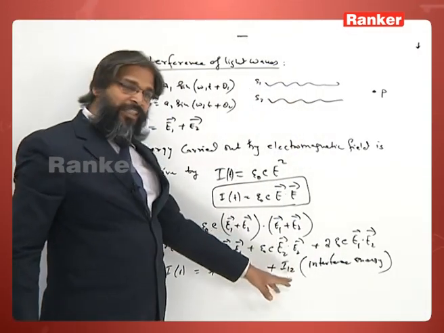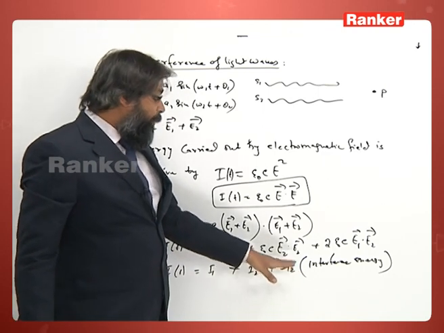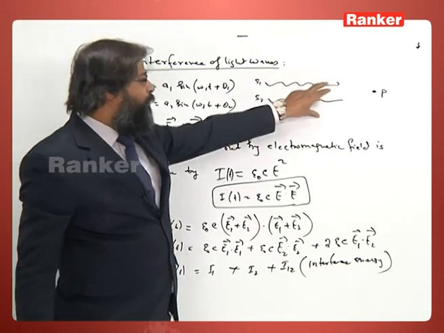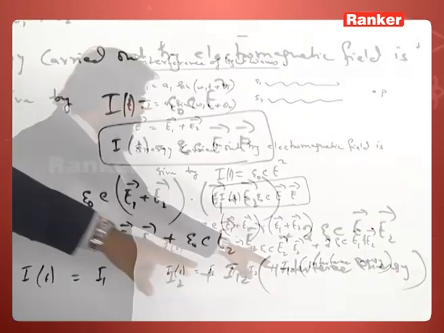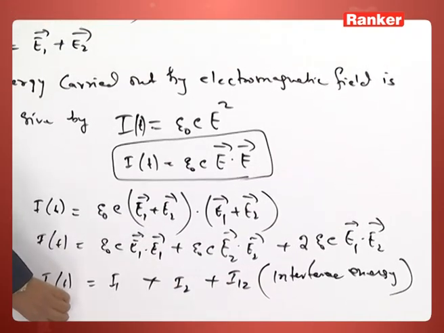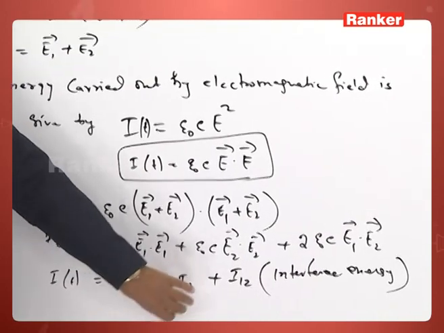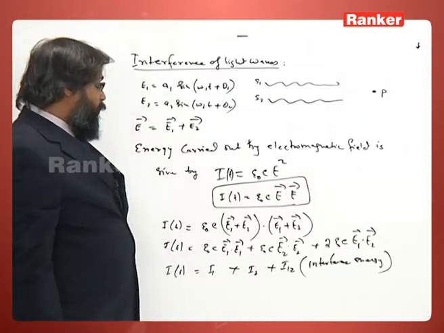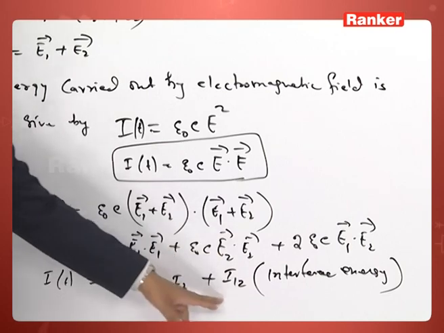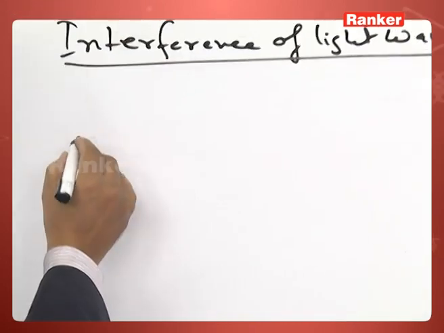So what happens? Sometimes this energy is positive, sometimes it is negative, sometimes it is zero, depending on the path difference between S1 and S2. So when this is zero, that means the intensity at P is the sum of the total intensities due to these sources. But we will see how this I12 depends on other factors.